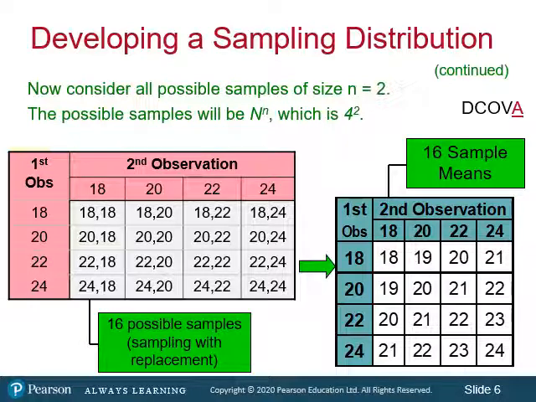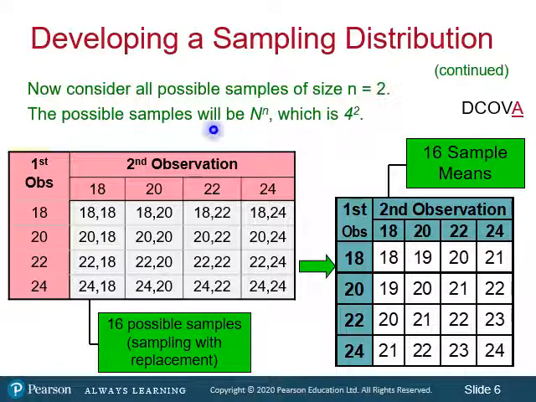Next, we will look at how we develop a sampling distribution. Now consider all possible samples of size n equals 2. The possible samples that we can generate for n equals 2 is given by the formula N to the power of n. Your population is 4 and the sample size is 2. So 4 to the power of 2, you get 16 samples. So how do we generate the 16 samples?